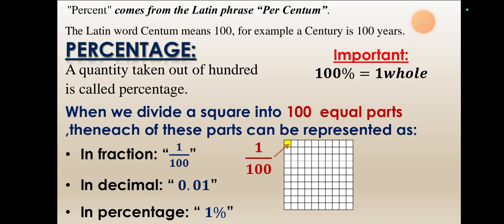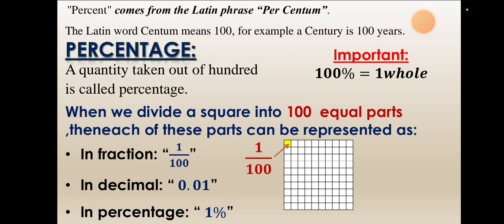An important thing to tell you: 100% is always one whole. As you know, like if I have 4 over 4, that means one whole. I have 5 over 5, that means one whole. If I have 5, that means 5 wholes. When we divide a square into 100 equal parts, then each of these parts can be represented as a fraction, in decimal, and in percentage.